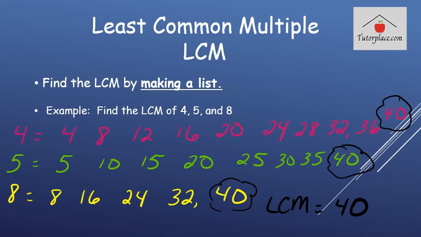Now pay close attention here. The top one had an 8 and the bottom one had an 8, but the 5 did not have an 8. So it has to be the common multiple between all 3 numbers. That's why we had to keep going and going until we got to the 40. And that's how you find the least common multiple.